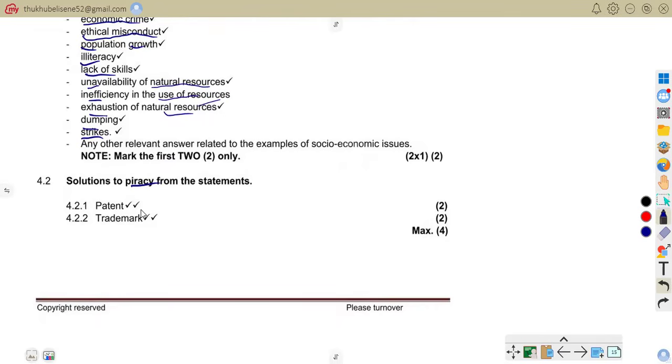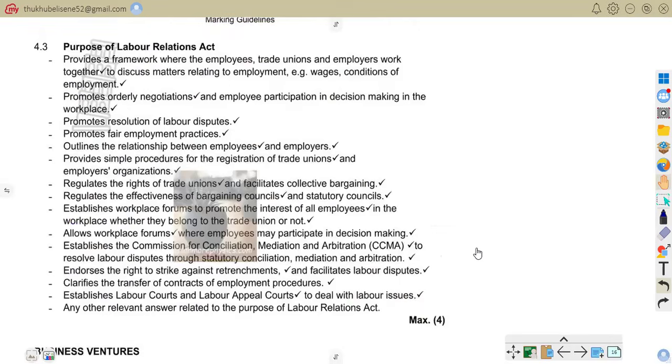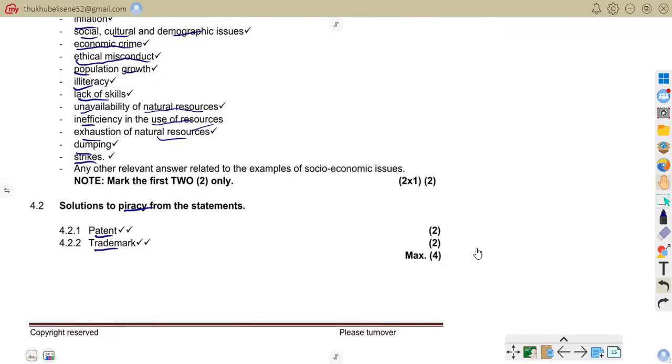Solutions to piracy from these statements are a patent as well as a trademark. A patent is a legal right that protects an invention so that no one else can produce or sell it without permission. A trademark protects the name, logo, symbol, and brand identity of the business. So now we are to move on to 4.3.